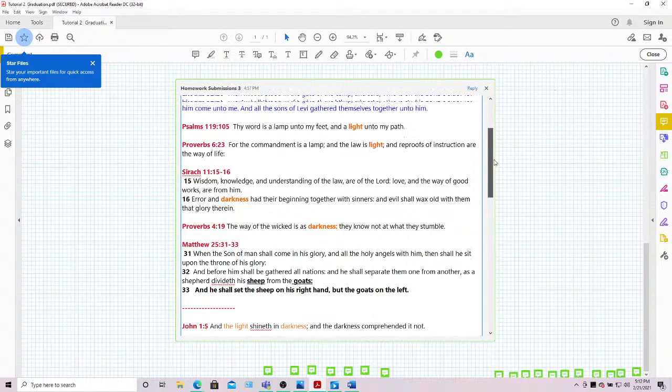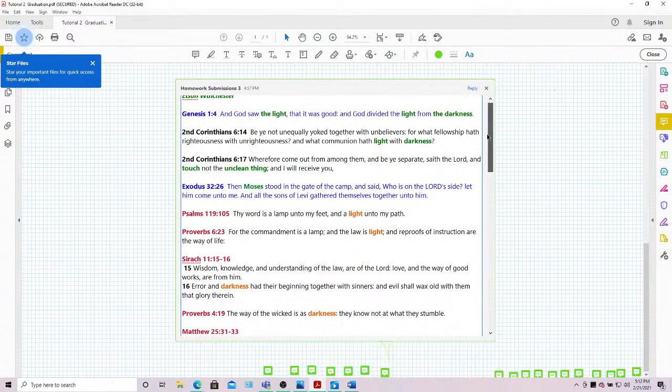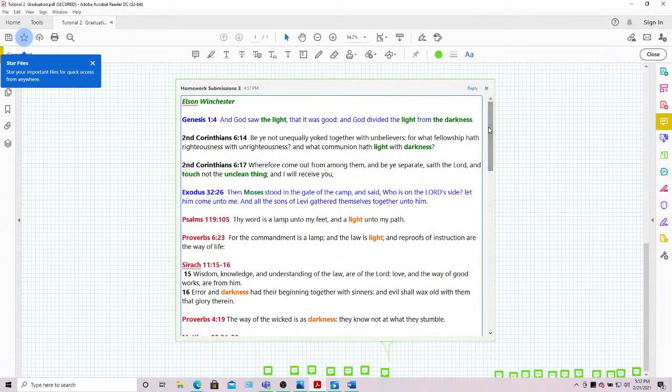So brother Elson Winchester did real good. And once again, I got to give him his props for breaking out the Genesis, because Genesis, to me, is one of the hardest books to read in the Bible. And for you to be able to just run precepts out of that book, it holds a lot of weight with me. So brother did real good. About to get ready to move on to the next submission.